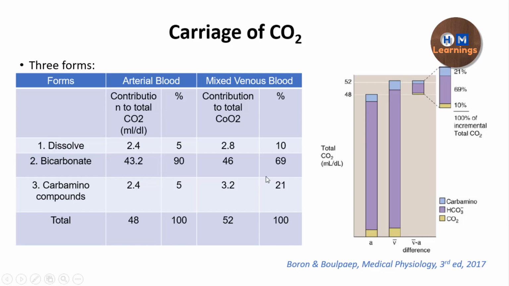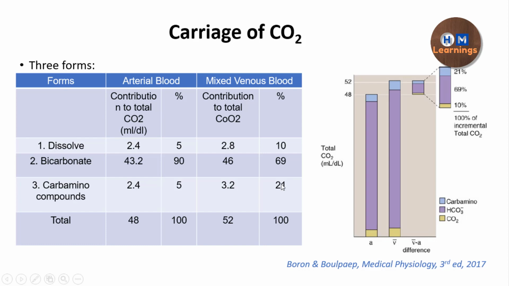So now what happens, the dissolved level, the contribution by dissolving the carbon dioxide in the plasma or in the blood cell, has increased from 5% to 10%. The contribution of the bicarbonate has decreased, it is 69% now, and 21% is by the carbamino compound, a great increase. So the dissolved and the carbamino compounds, which have a limited role in transporting carbon dioxide in the arterial blood, have a major contribution in transporting carbon dioxide in the venous blood.